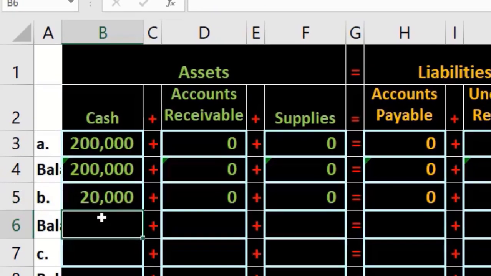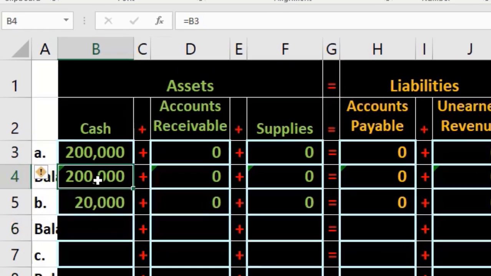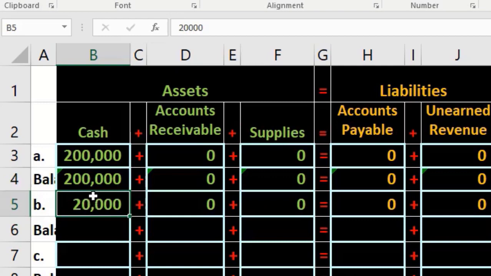Now I'm gonna do this with a formula. We're gonna start working these formulas. What I wanna say is this cell plus this cell. So I'm not gonna say 200,000 plus 20. I'm gonna say whatever's in this cell, which is B4, plus whatever's in this cell, which is B5. So I could just type equals B4 plus B5, but it's easier to use the arrows. I'm gonna use the up arrow two times, B4 plus B5, and enter.